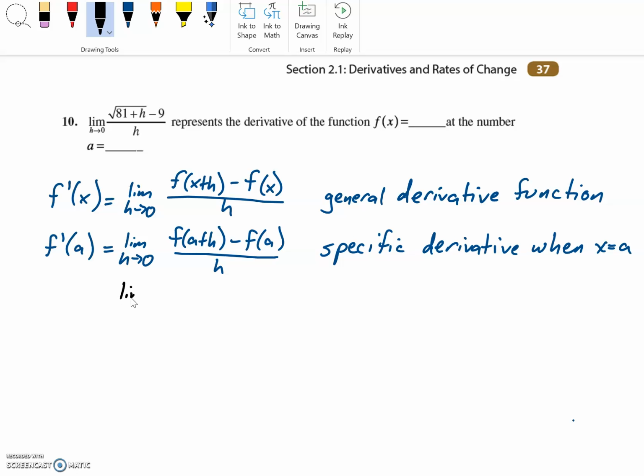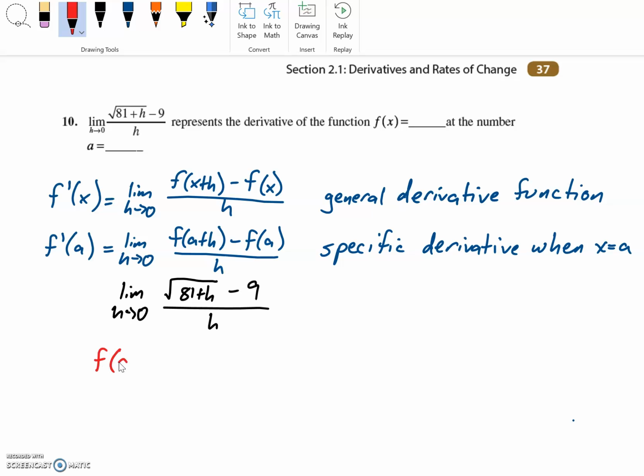So here's our given limit. We've got h goes to 0. I'm just rewriting what was given to us: the limit of square root of 81 plus h minus 9 all over h. So this is what we were given. We start lining up the pieces. We start saying, well, what works out between these? Well, the limit as h goes to 0 is the same for both. The h is the same for both.